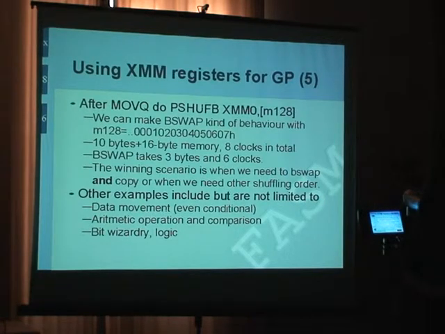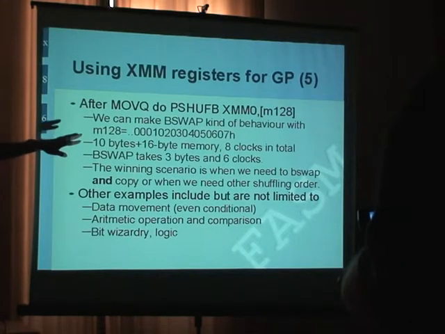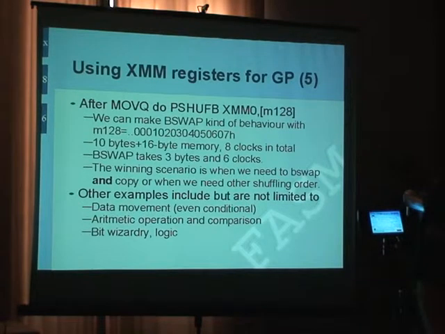So there are a lot of advantages, but like with the last example, a lot of memory usage. You need to have a 16-byte memory region where you hold the shuffle mask, how to shuffle it, and you need 10 bytes for the instruction itself. But if you don't care about the memory, because memory is free today, then it's nothing to worry about. Only a little more clocks. There's 8 versus 6 clocks with the byte swap.